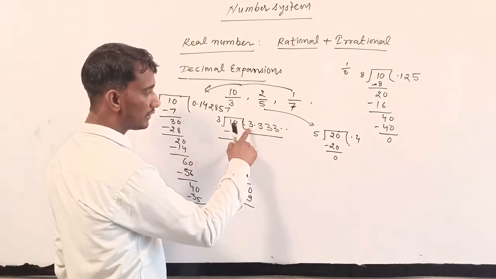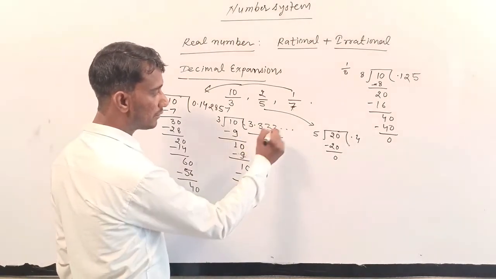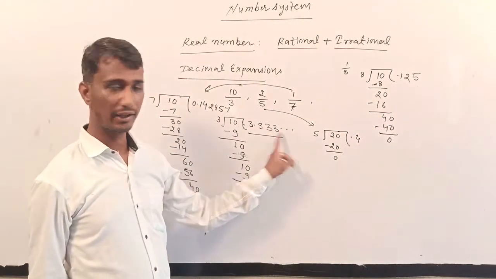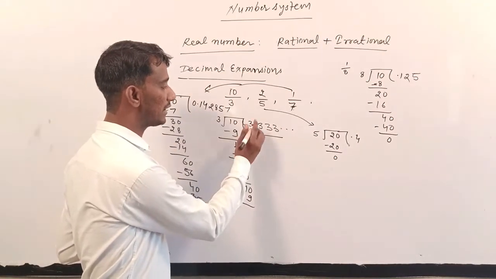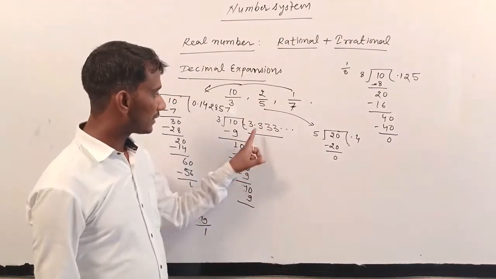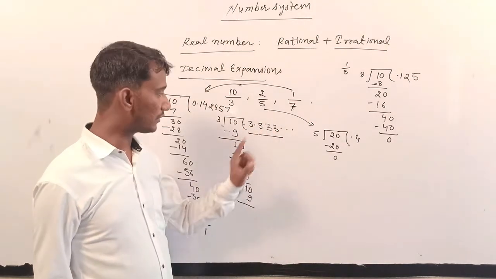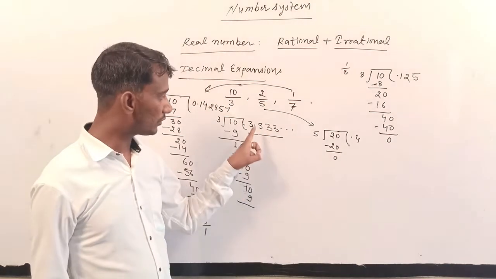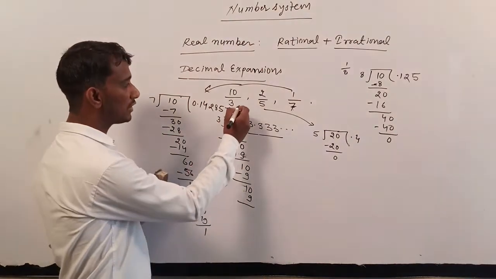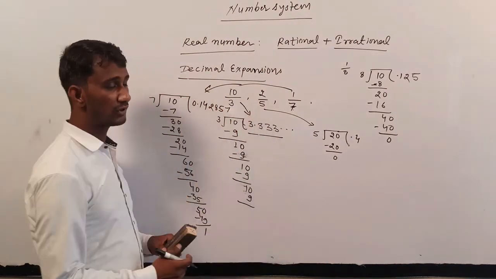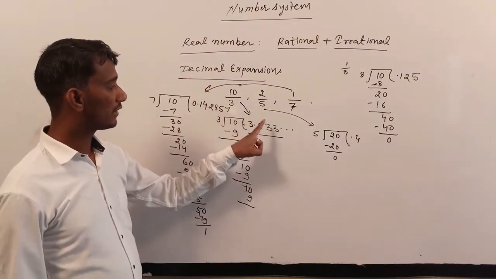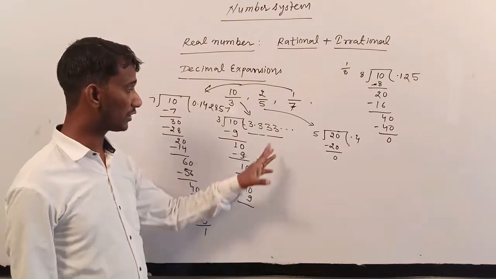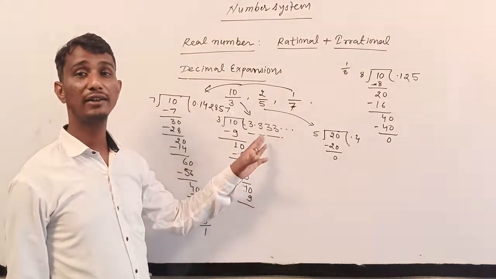Look here. Division is not completed. This is represented by a dot, which shows that division is not completed and digits are repeating after the decimal. Okay, 3 3 3. So here only one digit is repeating, that is 3. So which type of decimal expression is given here? Non-terminating and repeating. Yes, you can say recurring.